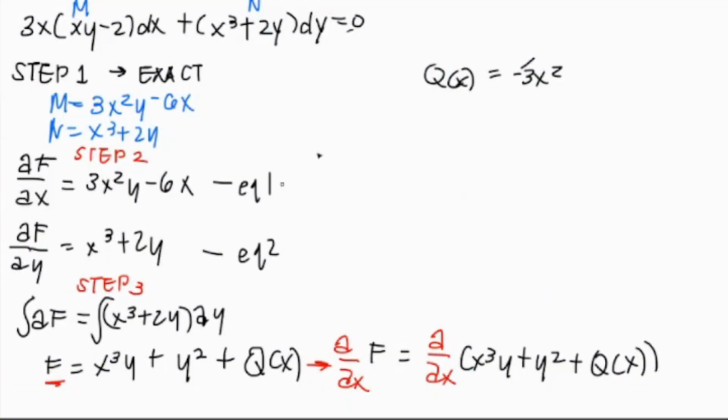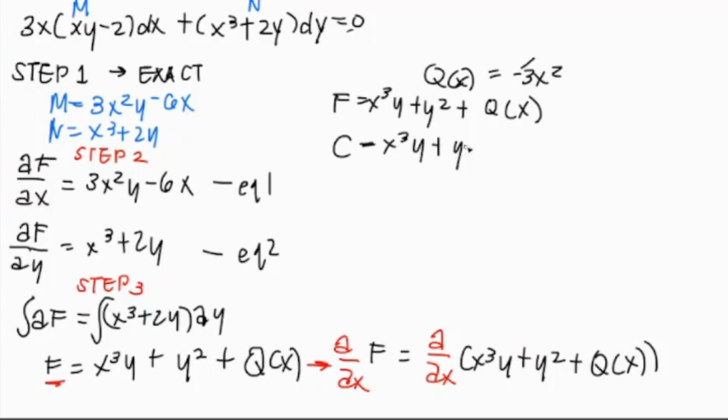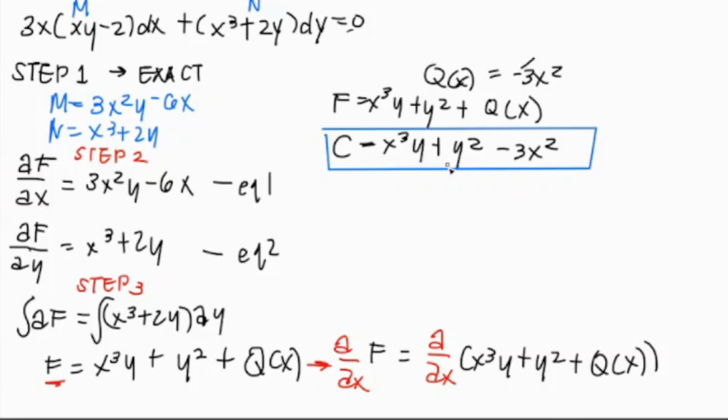So, yan yung function f. Isulat ko lang ulit dito. F is equal to x cubed y plus y squared plus q of x. So, substitute natin yung value ng q of x. And yung f is equal to c na daw. So, c is equal to x cubed y plus y squared minus 3x squared. So, ang final answer natin will be that. So, final answer is x cubed y plus y squared minus 3x squared is equal to c.